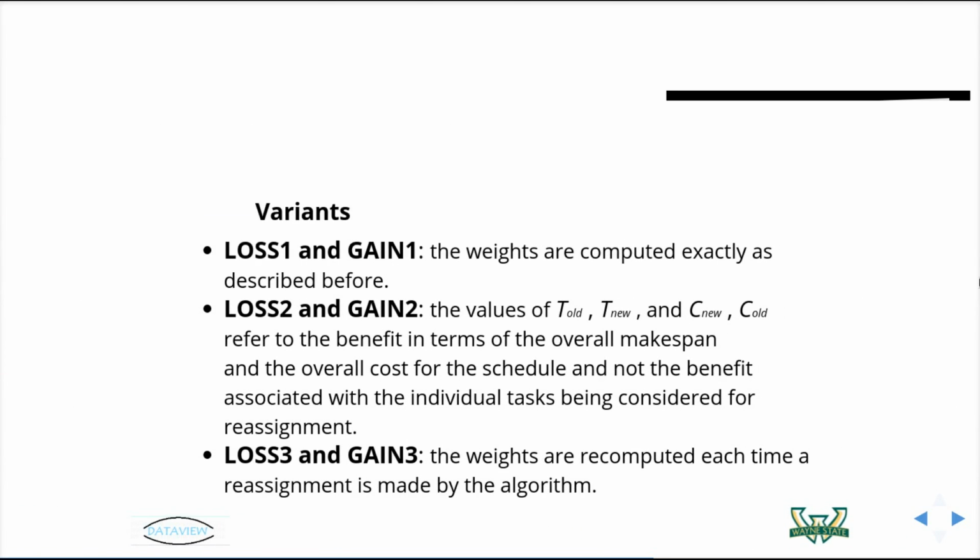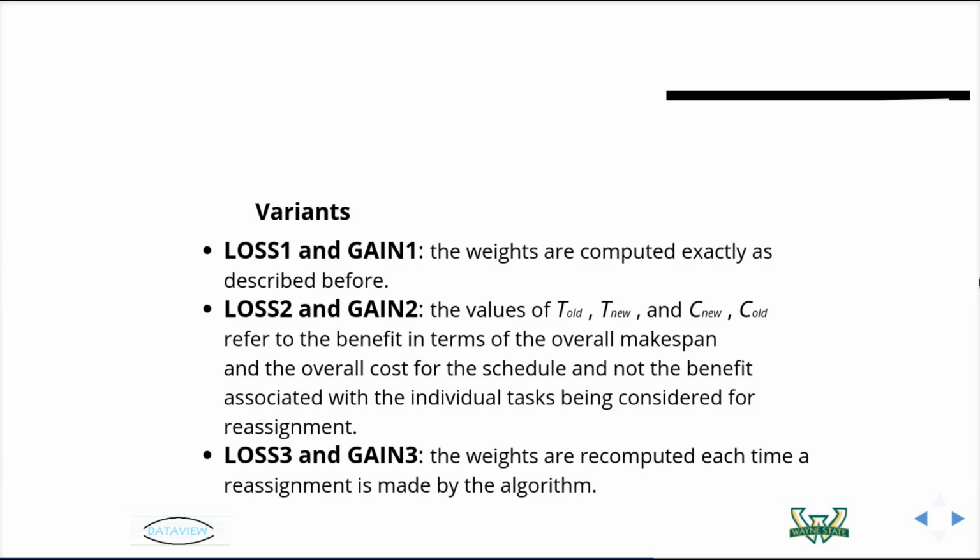And for each of the two approaches that we talked about, loss and gain, we consider three different variants, which are used for computing the weight. In the first variant, loss 1 and gain 1, the weights are computed exactly as described before, like the loss weight and gain weight. But for loss 2 and gain 2, the values for T new, T old, C new, C old refer to the benefits that overall cost and makespan have for the schedule, not the benefits of just one task that is considered for the reassignment.